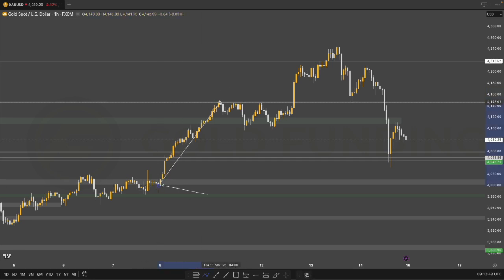Overall price was bullish all the way up until 4,145. Price then tested this level a few times as a resistance before we saw that clean break of structure at 3 o'clock on Wednesday, just about the hour after the New York session opened up, and price continued on bullish all the way up until around 4,245.